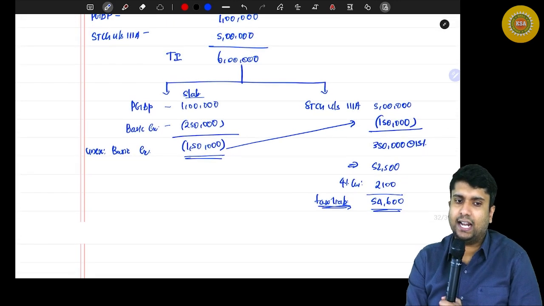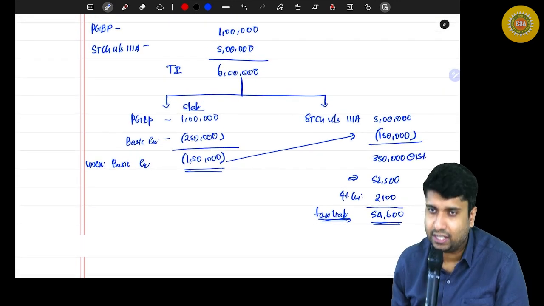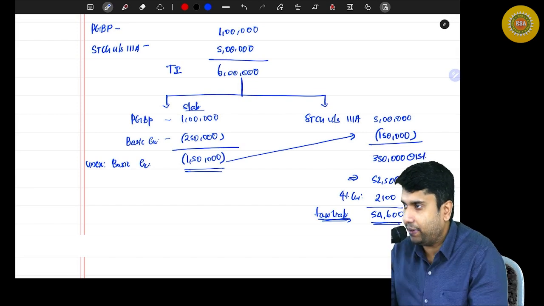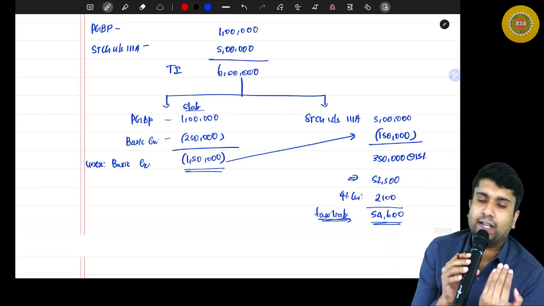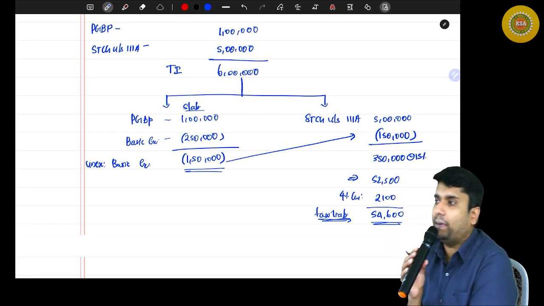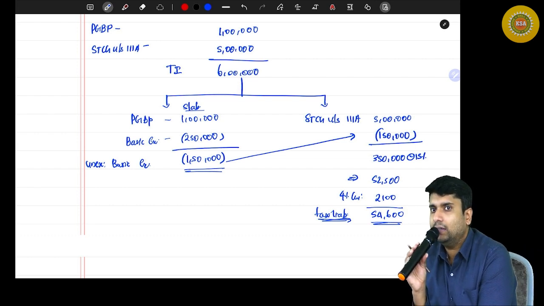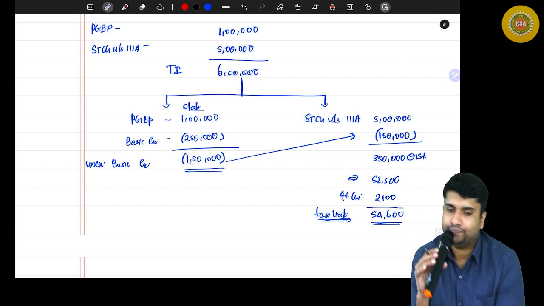So adjusting unexhausted basic exemption limit means if you have some other income and that income is less than the basic exemption limit, the balance of that basic exemption limit is said to be what? Unexhausted basic exemption limit. I hope it is clear for you. Are you all with me? Is that point clear for you? Great.